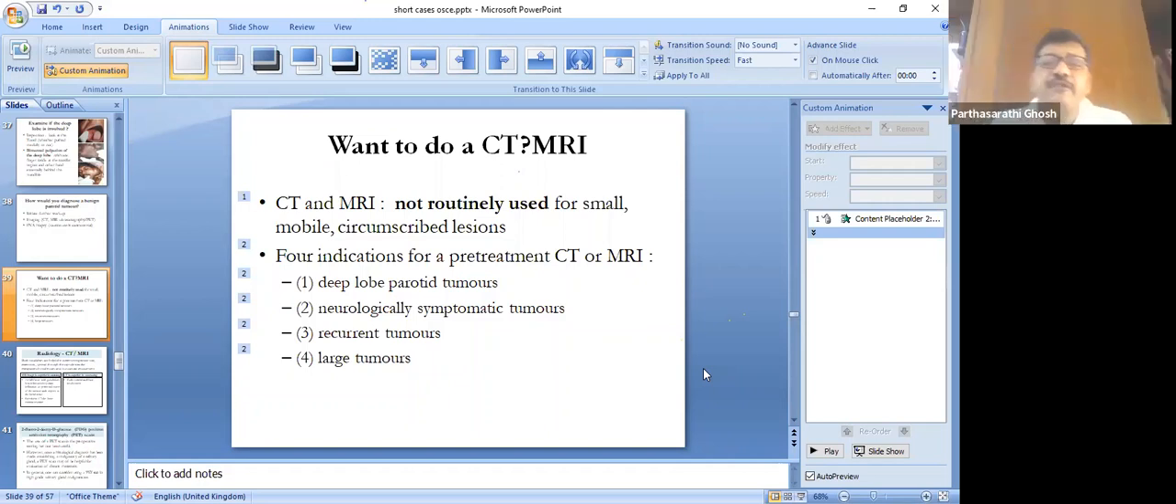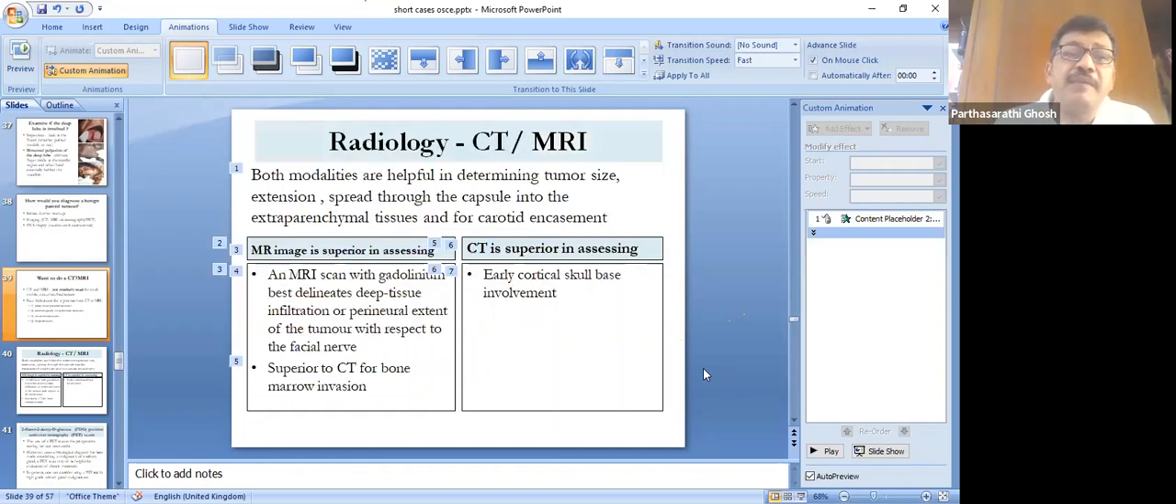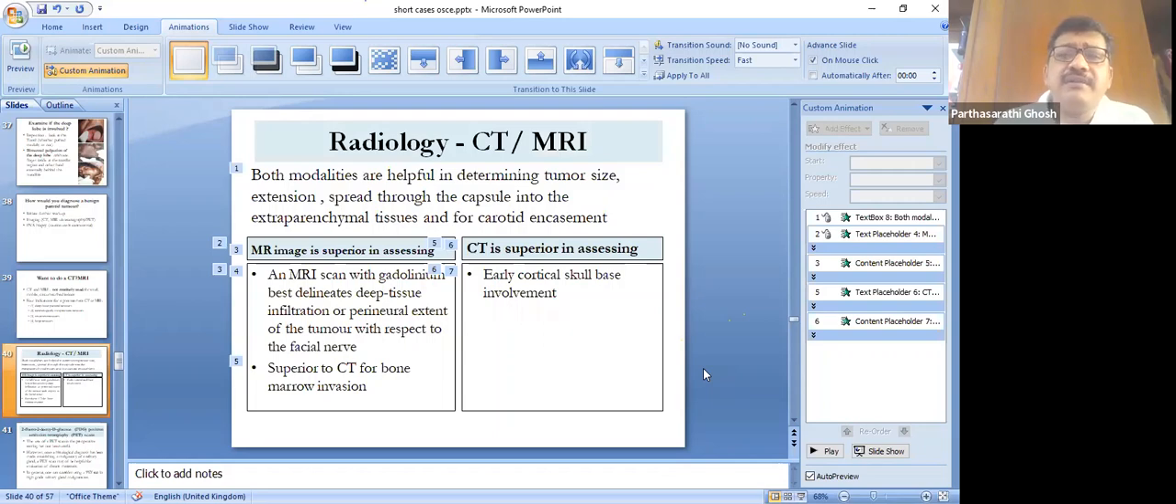So these are the four indications actually. Deep lobe parotid, as I have told, I'm not going into that. A recurrent tumor, large tumor, neurologically symptomatic, or deep lobe tumor. So these are the four areas where we should go for a CT or MRI. Now, both the modalities are helpful in determining tumor size, extension, spread through the capsule into the extraparenchymal tissues, or carotid encasement in rare cases.